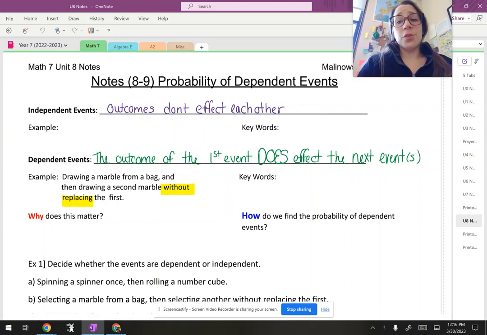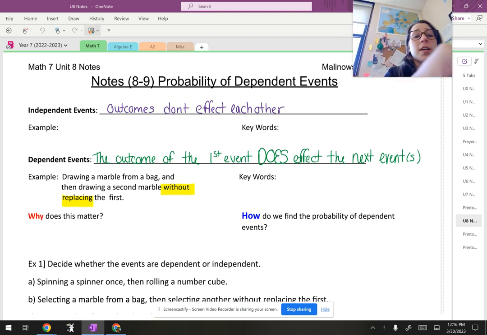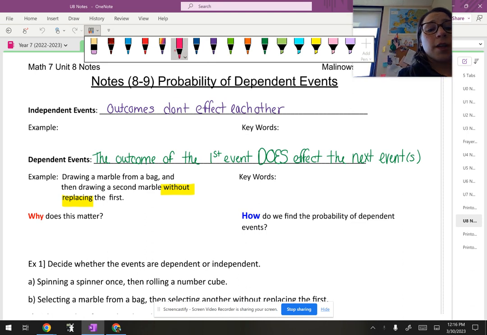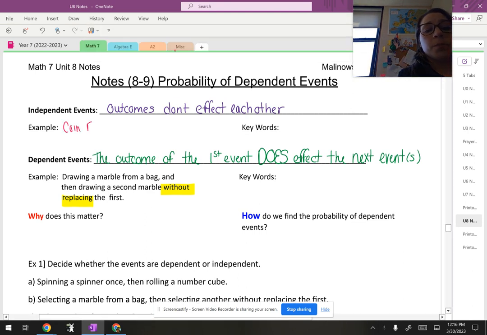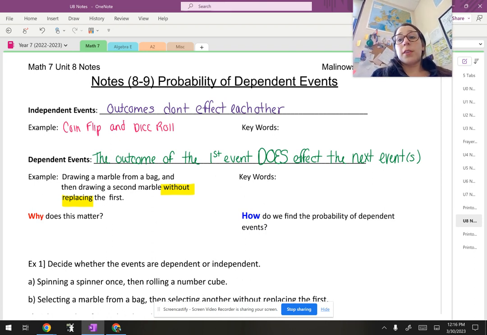So first off, in order to do that, we need to review what independent events were. Remember from last lesson, independent events are events where the outcomes do not affect each other. Examples that we gave were a coin flip and rolling a dice. That's because whatever happens when I flip that coin has no effect on the outcome of what happens when I roll the dice. Getting heads or tails isn't going to affect what happens when I roll a number cube.